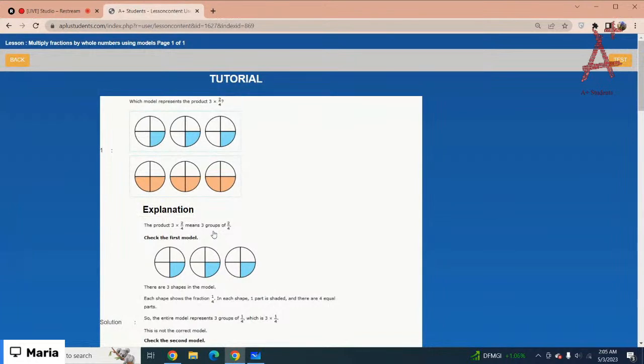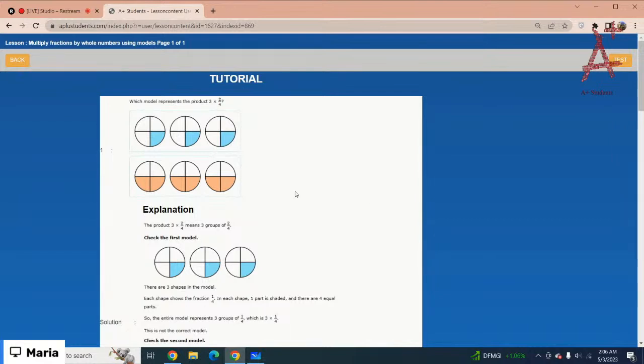Which model represents the product 3 times 2 over 4? You're given two sets. You need to see which one represents 3 times 2 over 4. Got it? So the product 3 times 2 over 4 means 3 groups of 2 over 4. Got it? 3 groups of 2 over 4, and 2 over 4 means the total portions are 4 and 2 out of 4 are colored. So just look at the first one. There are 3 shapes in the model. Each shape shows 1 out of 4, just one portion is colored out of 4. So the first model shows 3 times 1 over 4.